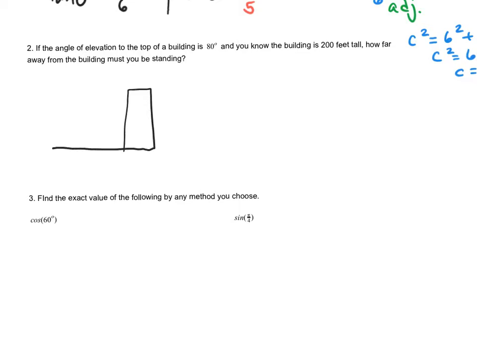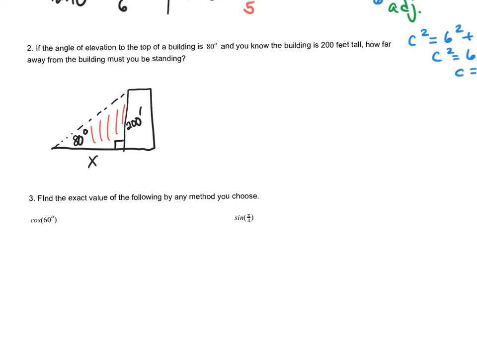So here's my floor. And it says the angle of elevation to the top of the building is 80 degrees. So if I look at the top of this building, we get an 80-degree angle. Since it's a building, we'll hope it's at a 90-degree angle. So for our triangle here, we have a right triangle. And it says we know the building is 200 feet tall. So that building is 200 feet tall. And the goal is to figure out how far away from the building you have to be standing to get an 80-degree angle to the top. So we'll call this x.